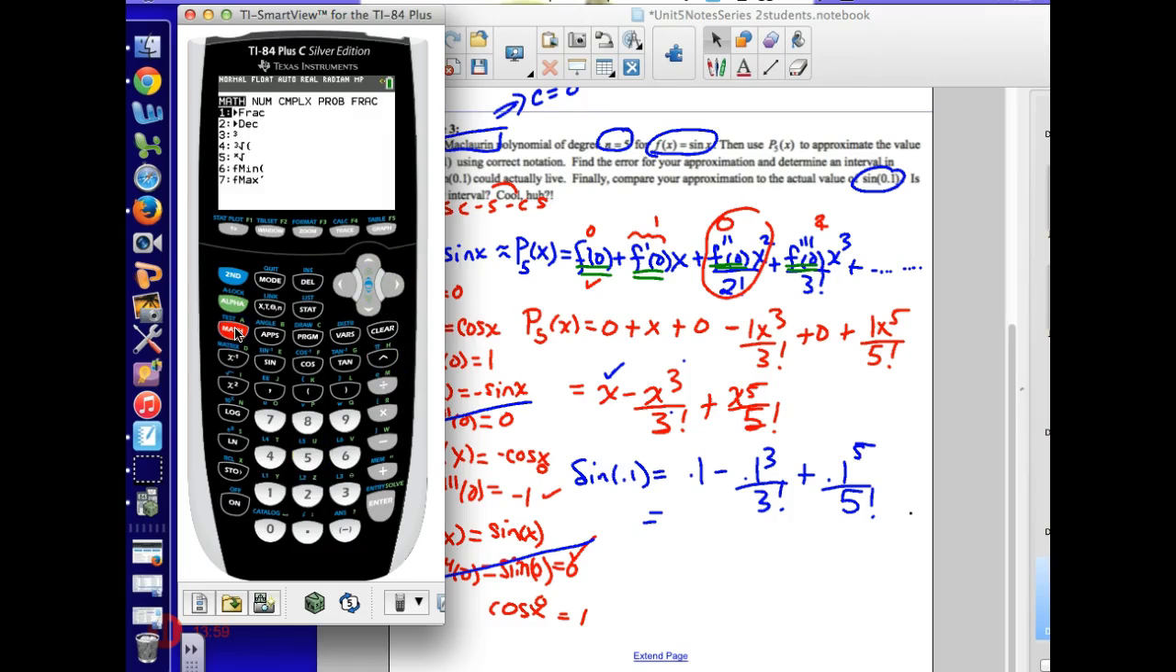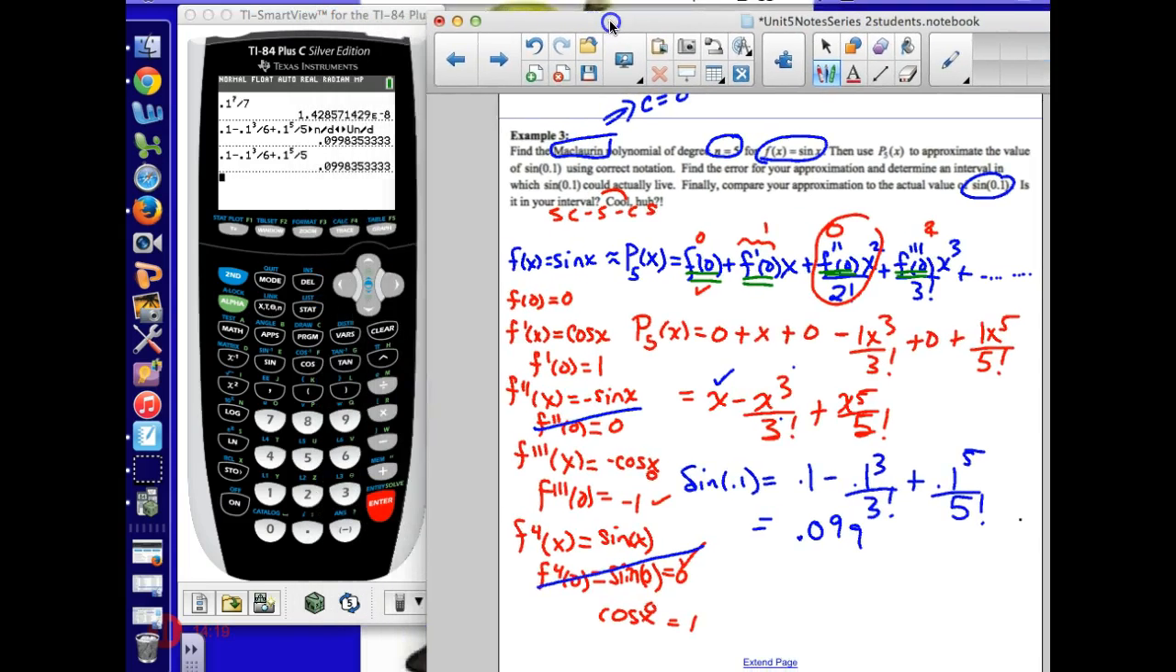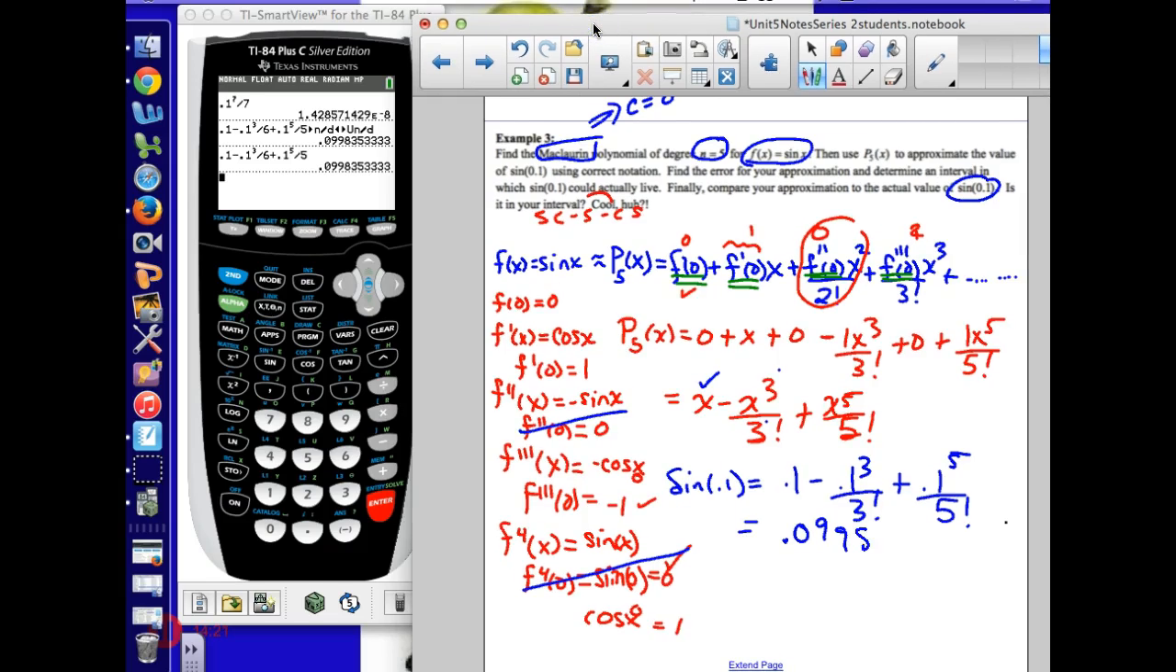It did something weird there because I hit it too fast. Let's delete that. All right, I'm good. Still probably going to give me the same thing. So I get 0.099 835 3333. And that would be my approximation.